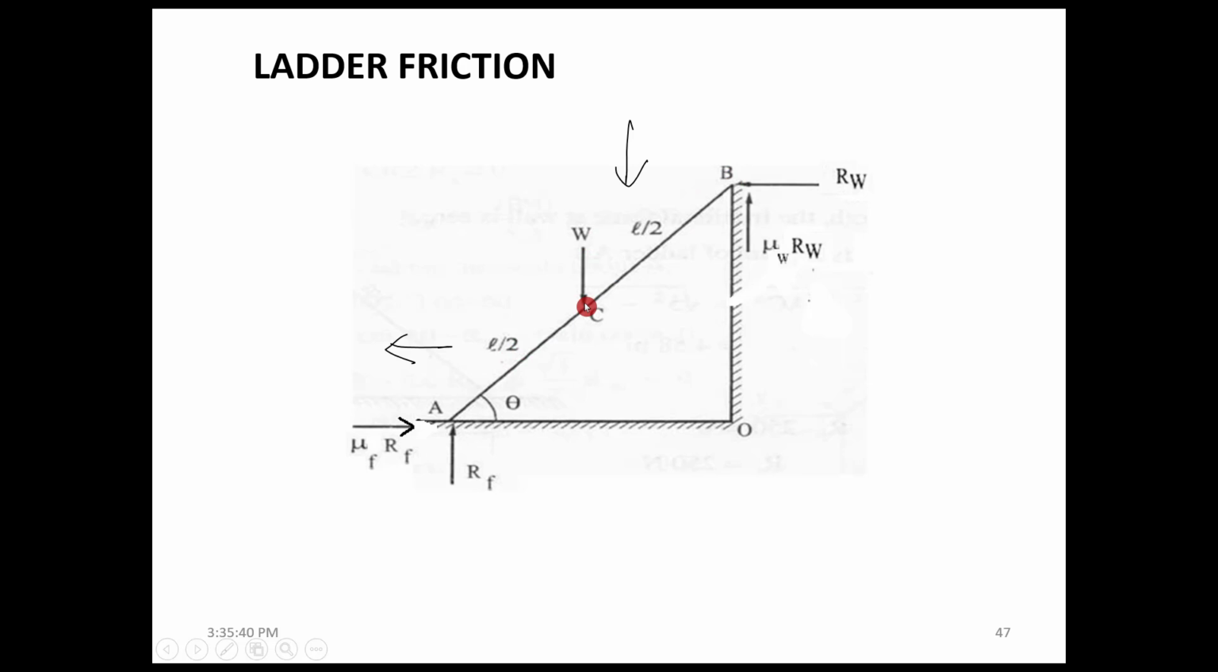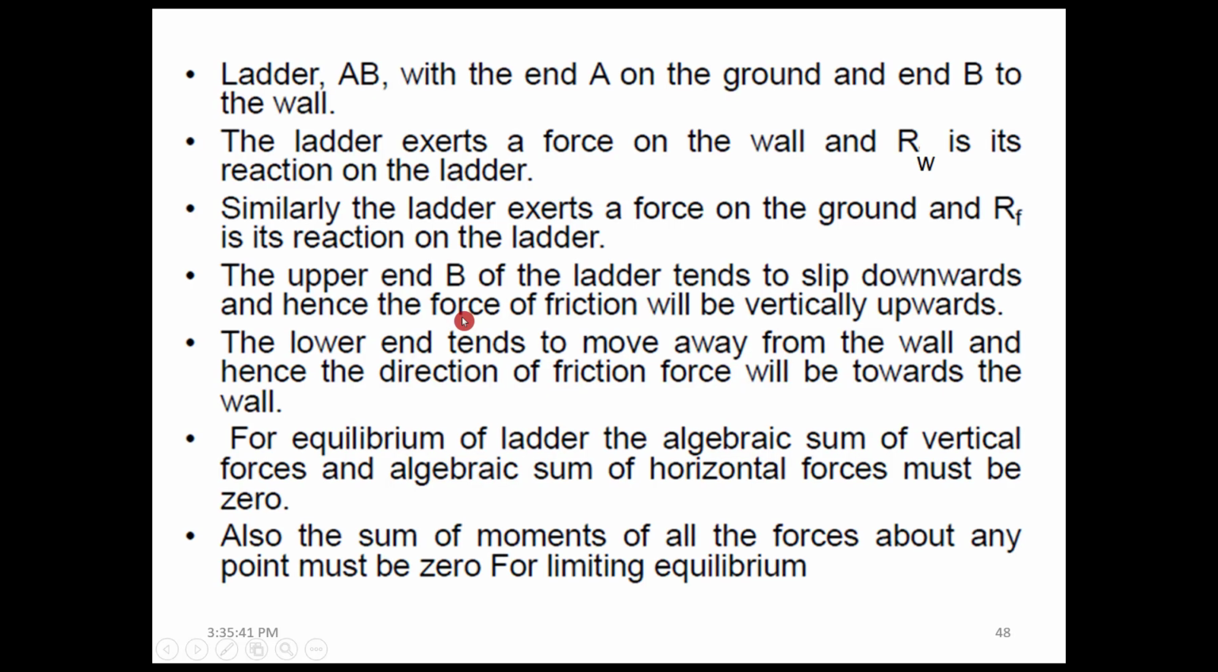The weight of the ladder is given by W, with L by 2, L by 2, assuming the weight is acting exactly at the center, and we have a reaction from the wall, Rw. Mu W Rw is the friction between the wall and the ladder. Mu F Rf is the friction between the ladder and the base, and Rf is the reaction at the bottommost point. These are the frictional and various forces acting on the ladder.